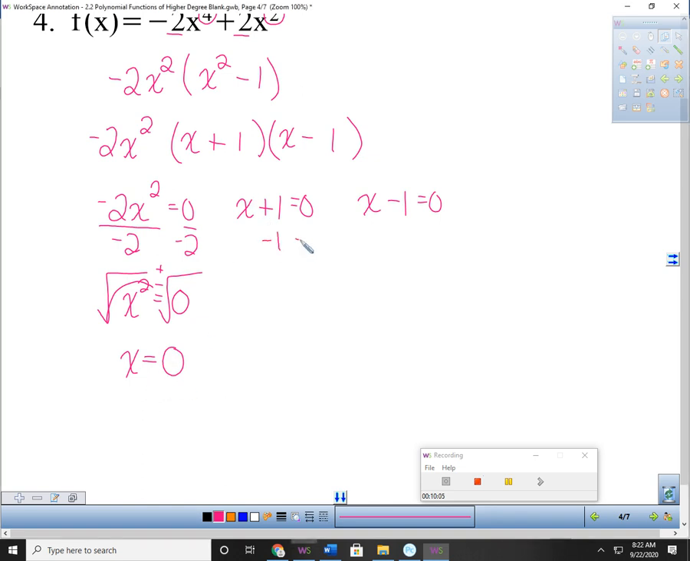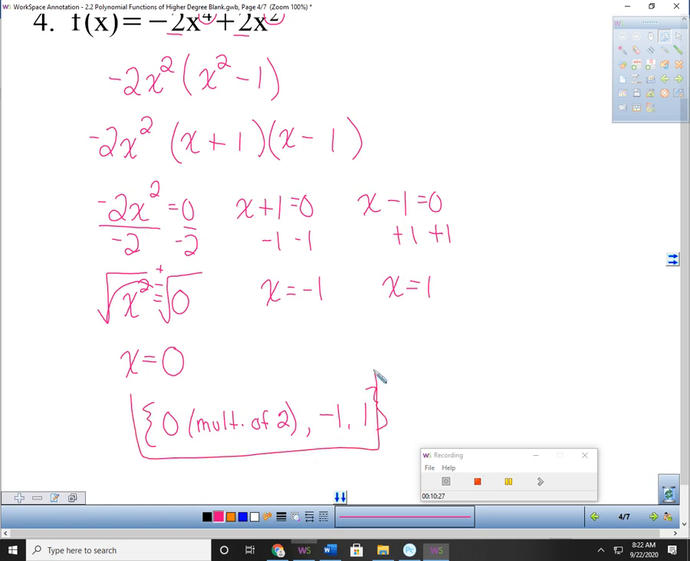This one, I just get negative 1. And then over here, I just get positive 1. So for my set, I've got 0, but remember 0 has a multiplicity of 2. Negative 1 and positive 1, and there's my 4 zeros.